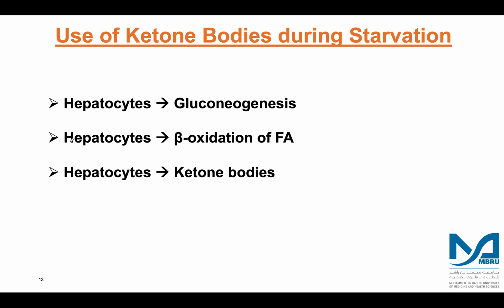So under starvation, hepatocytes are in a gluconeogenetic state. By the beta oxidation of fatty acids, they produce acetyl coenzyme A, and this excess acetyl coenzyme A is converted to ketone bodies. And as I mentioned, these ketone bodies help in sustenance of some of the key organs in the body, especially the brain.